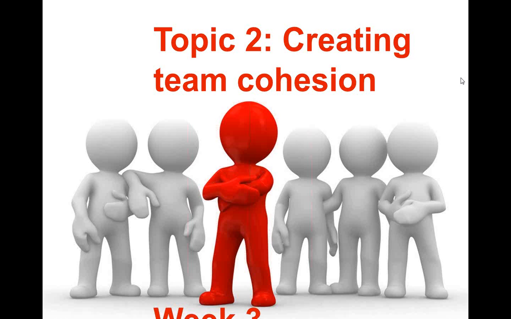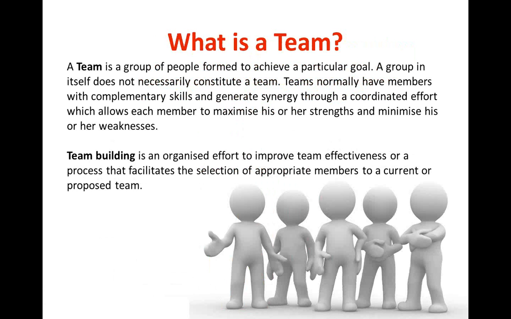So the first slide relates to the definition of a team, and that's something that we've been covering in our discussion groups, particularly discussion forum number 1. A team is a group of people formed to achieve a particular goal, and I think through your entries in the discussion guide that has become very evident, but a group doesn't necessarily constitute a team. So teams normally have members with complementary skills, and they generate synergy through a coordinated effort which allows each member to maximise his or her strengths and minimise his or her weaknesses.